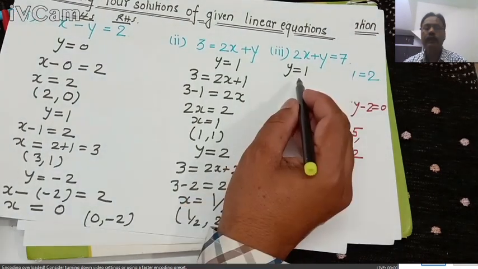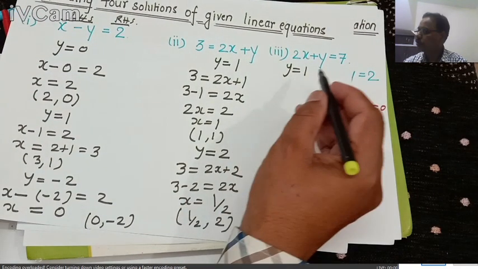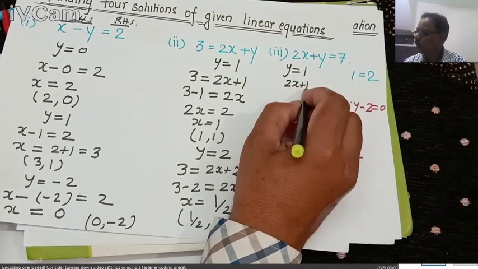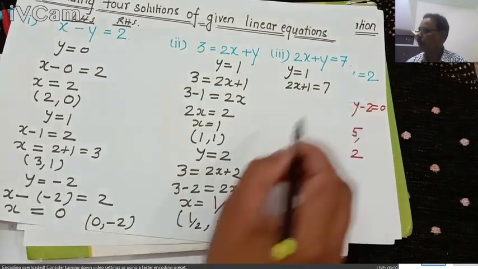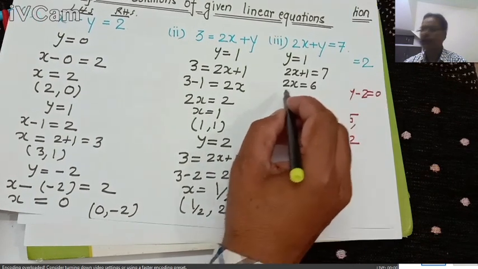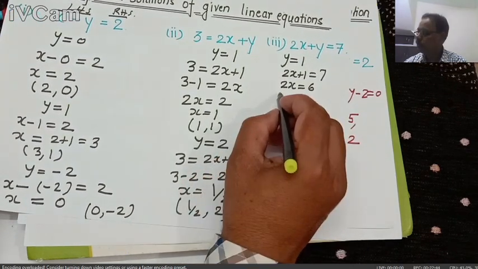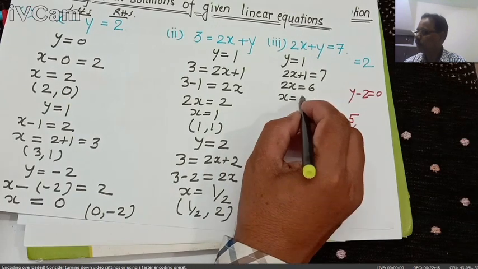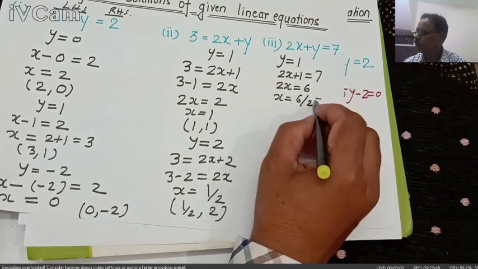2x plus y equal to 7. So 2x plus 1 equal to 7. So it will become 2x equal to 6. So x will be equal to 6 by 2, that is equal to 3.